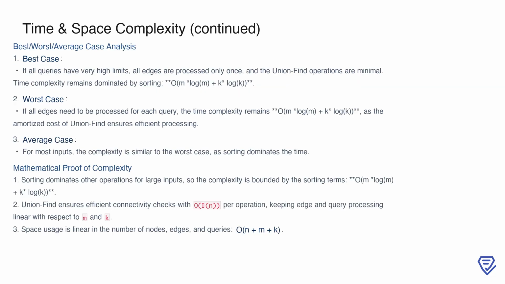Finally, let's examine the best, worst, and average case scenarios for this solution. In the best case, if all queries have very high limit values, all edges are processed only once, and union find operations are minimal.